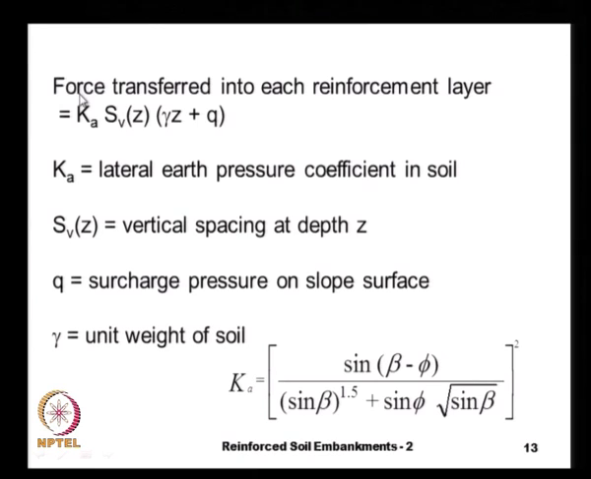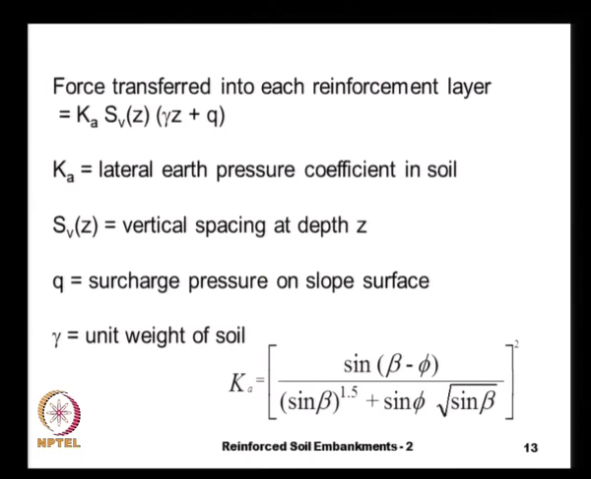And as we have seen earlier, in the case of reinforced soil retaining walls, the force transferred into each reinforcement layer at a depth of z is Ka times Sv of z multiplied by the vertical pressure gamma z plus q. In the case of retaining walls, we have considered Meyerhoff's pressure distribution, but in the case of slopes we just consider only the vertical stress without any effect of overturning. Here our Ka is the lateral earth pressure coefficient in the slope, but this is not equal to the Rankine's or the Coulomb's earth pressure coefficient.